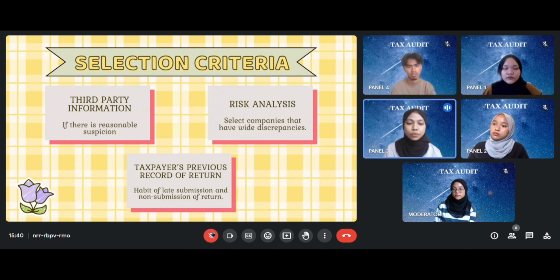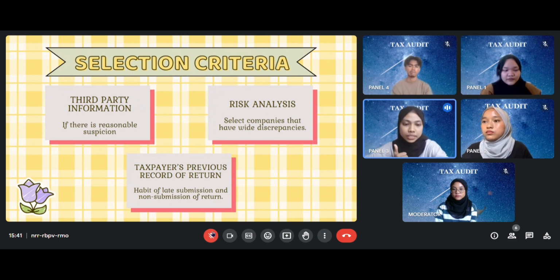Risk analysis will then be carried out to select companies that have wide discrepancy with this average. For the last criteria, taxpayer previous record of return. Taxpayer who have the habit of late submission of return or non-submission of return will have a higher risk of being selected for tax audit.